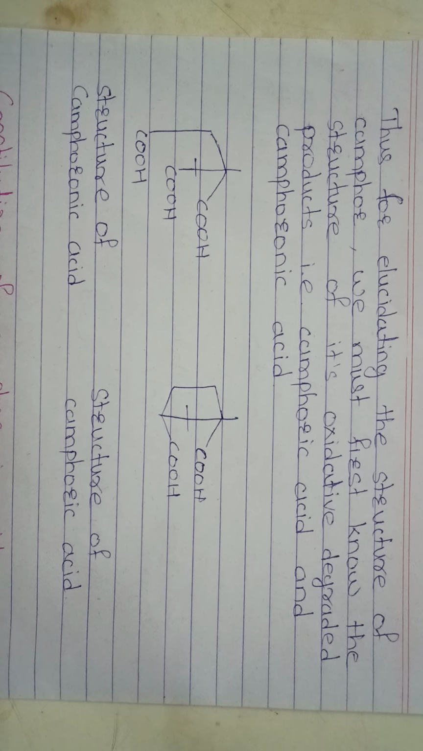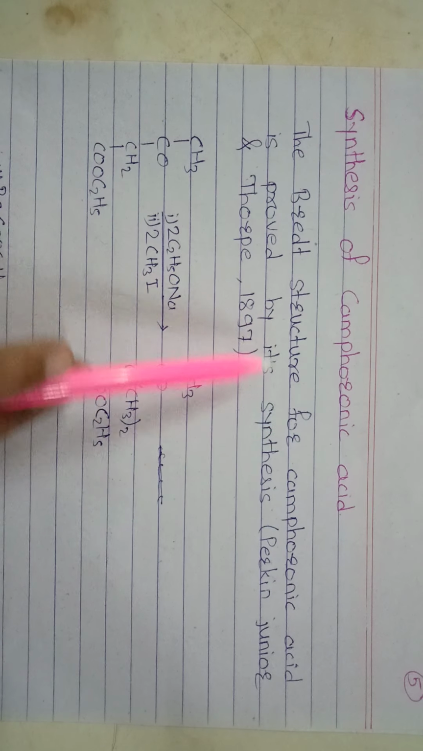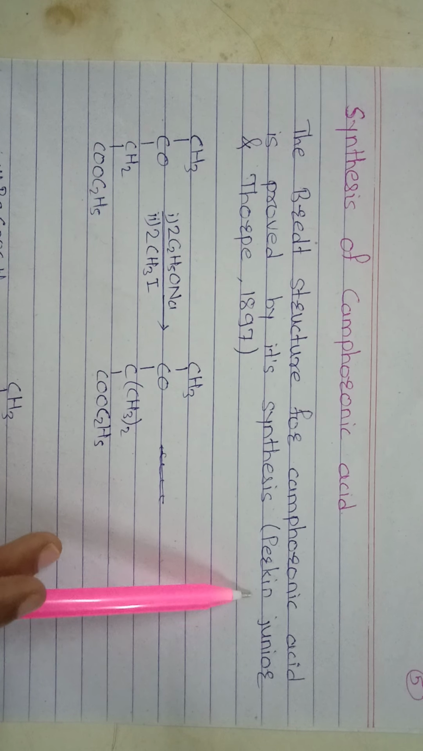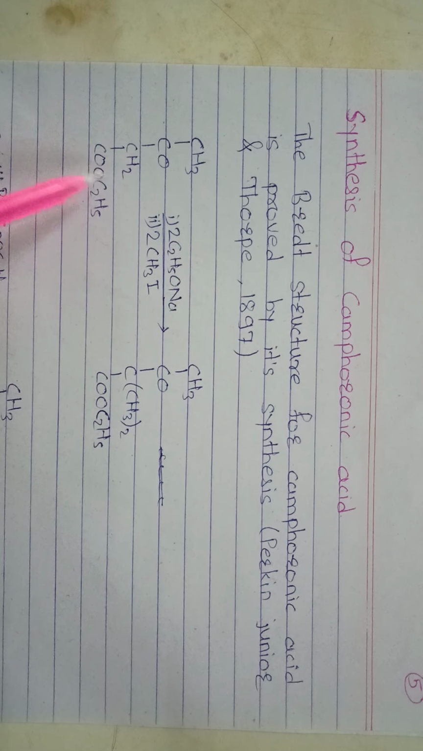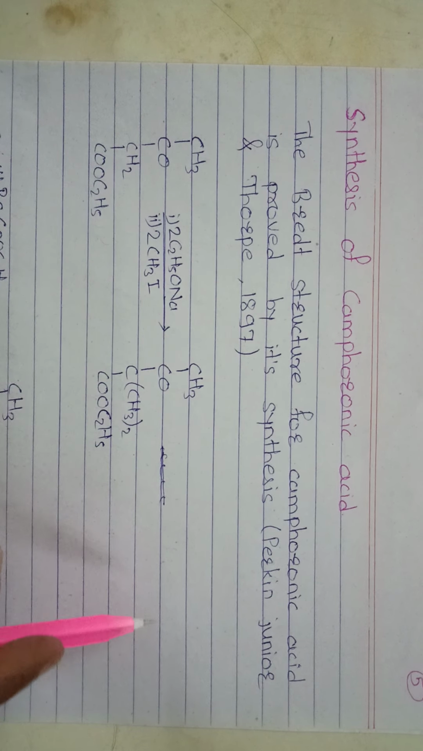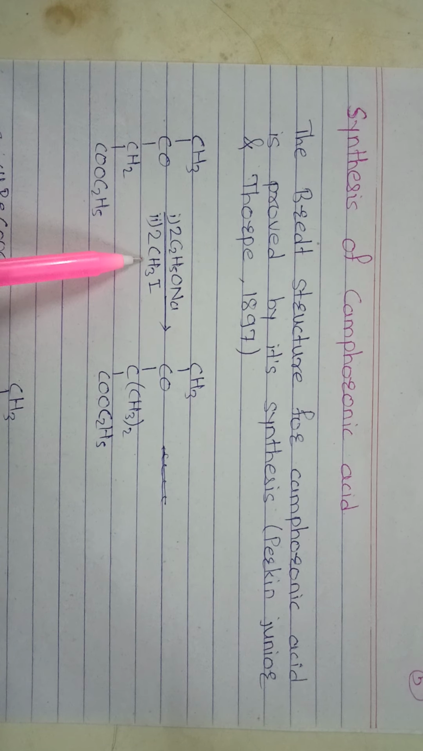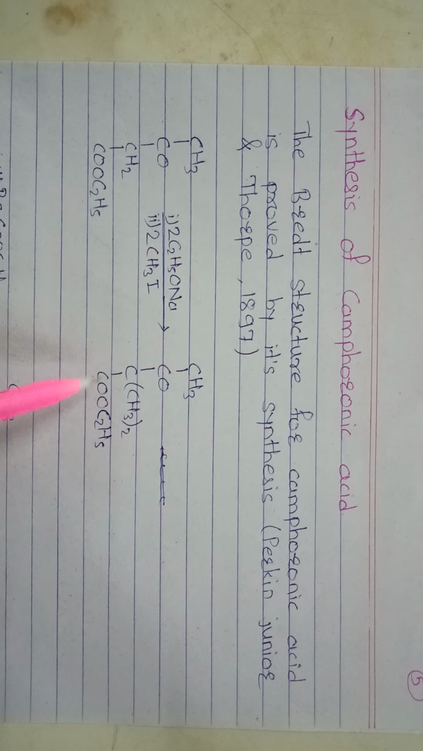Then the next point is the synthesis of camphoronic acid. The broad structure of camphoronic acid is proved by its synthesis by Perkin Jr. and Thorpe in 1897. This is the starting material. It gives the byproduct hydrogen iodide, and this methyl group is attached to this carbon atom and forms this compound.